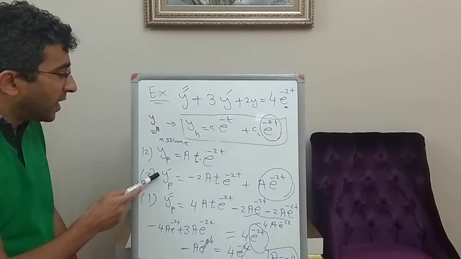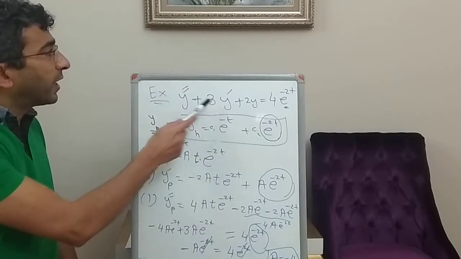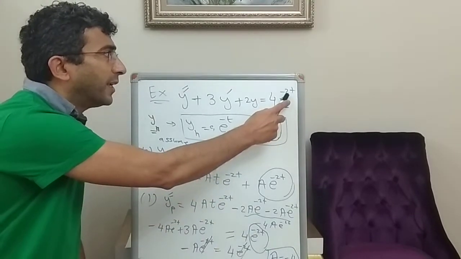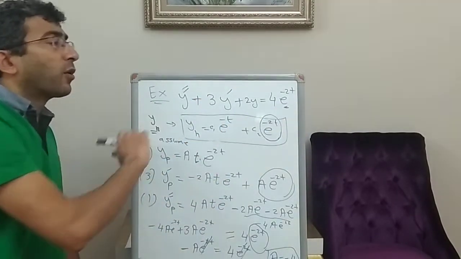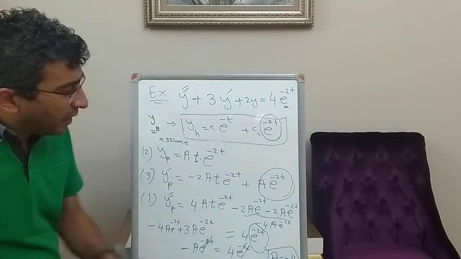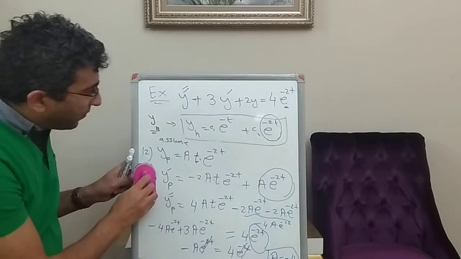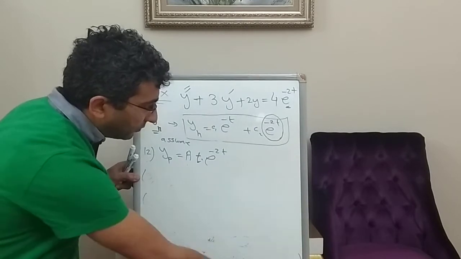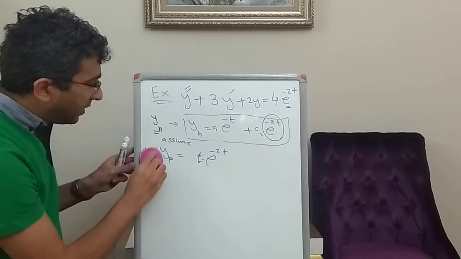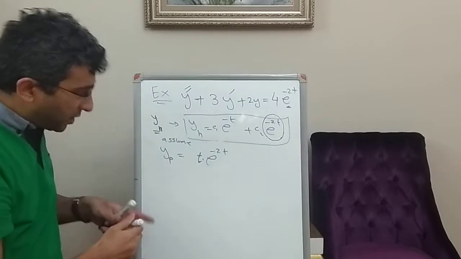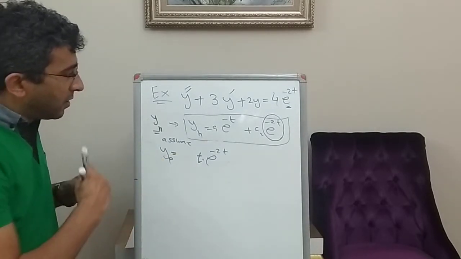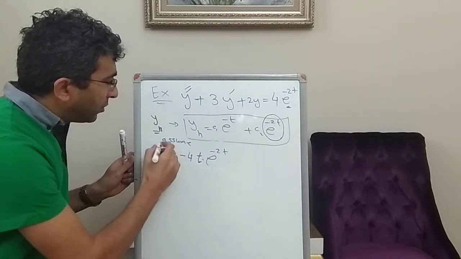What I do, I just take the derivative of this two times, and I plug it into the equation. Then I equate the coefficients of the function e to the minus 2x on the right hand side with the coefficients of the function e to the minus 2x on the left side, and I find that the value of a is equal to minus 4. I find this undetermined coefficient.